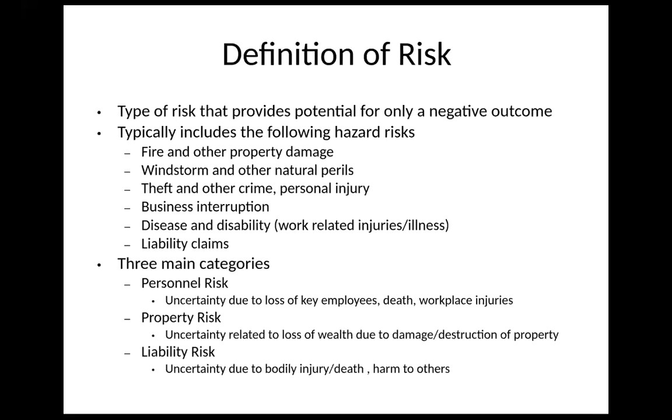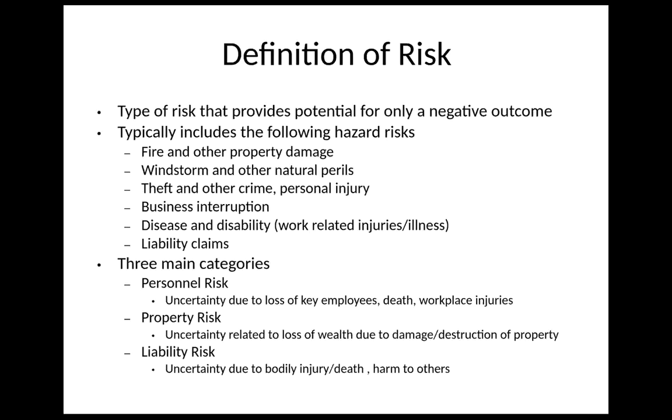So using the definition of hazard risk as well, it's a type of risk that provides potential for only a negative outcome, and typically includes the following hazard risks. We'll talk more in detail about these: fire and other property damage, windstorm, other natural perils, hurricanes can fall into that, theft and other crime, personal injury, business interruption, disease and disability, which really deals with work-related injuries and illnesses, and liability claims. There's three main categories when we talk about hazard risk.